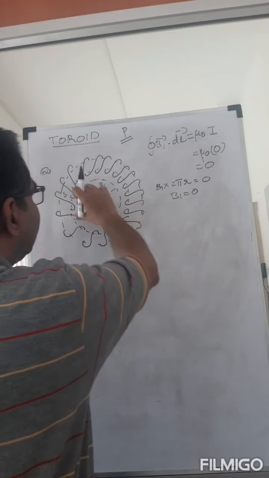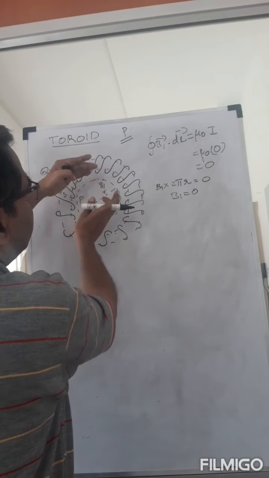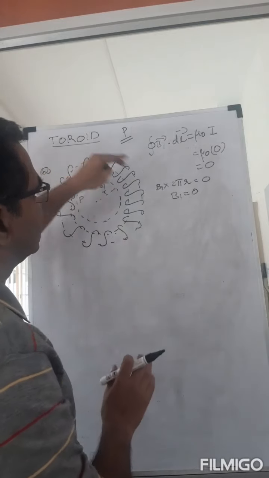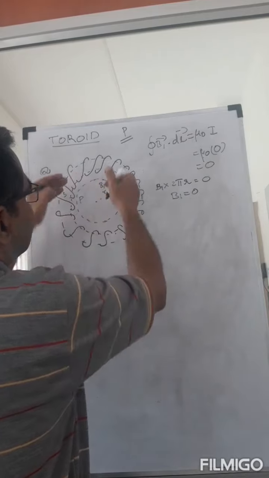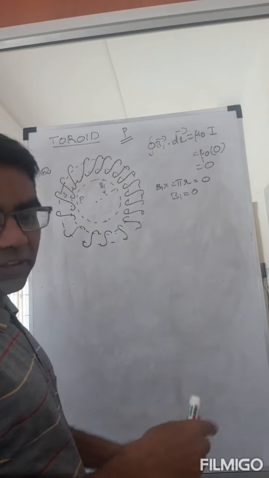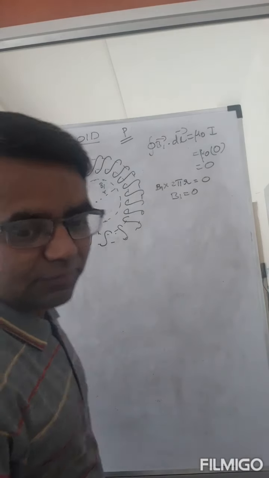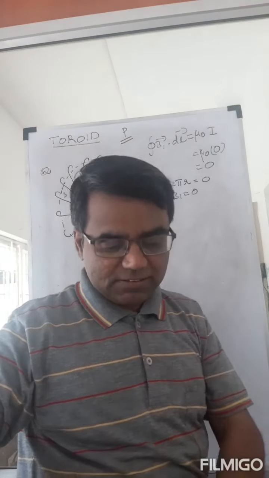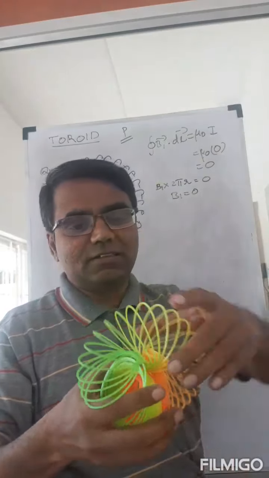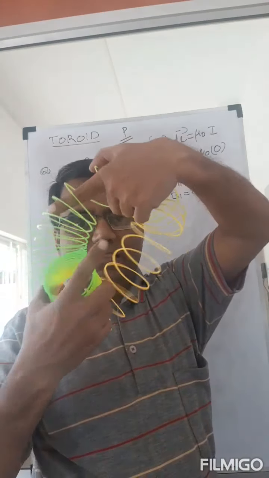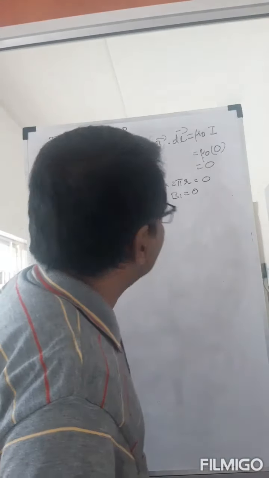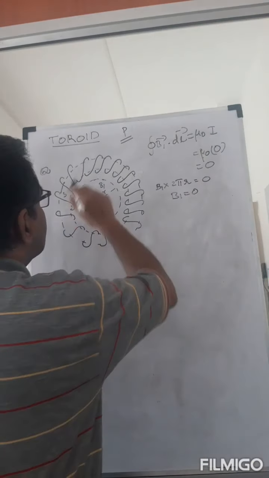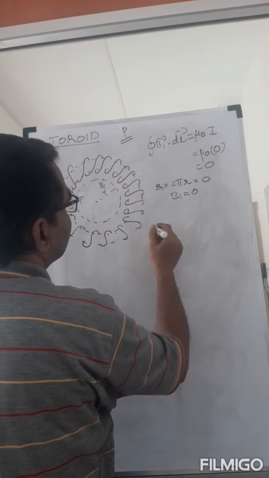So the field in the region P of the toroid is 0. There is no magnetic field in this region within the toroid. When I say within the toroid, I mean the other outside, the inside of the toroid. In this region, it is 0. The next one is Q.